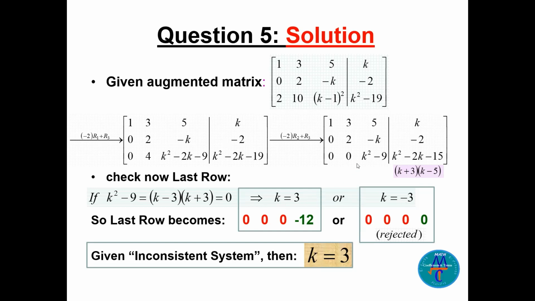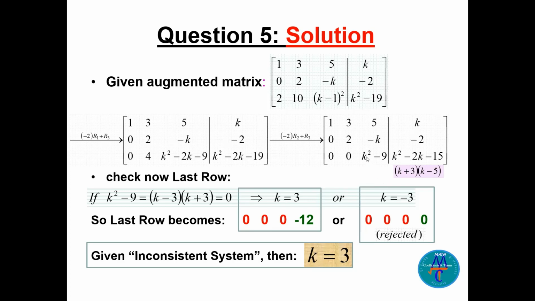K is equal to 3. If I replace it here, I will get 0, 0, 0 on the last row. And then here I put 3. I can factor it so that I can see easily here. K plus 3, k minus 2. Put k is equal to 3. 3 plus 3, 6. 6 times 3 minus 5 minus 2, that will be minus 12. So 0, 0, 0 minus 12. That will be inconsistent.